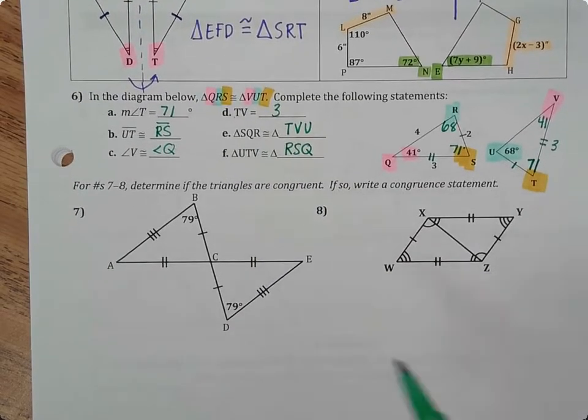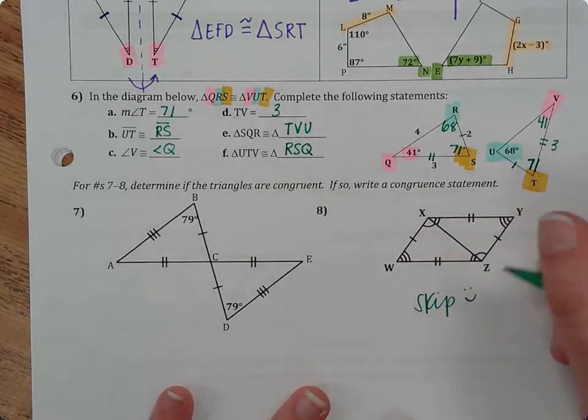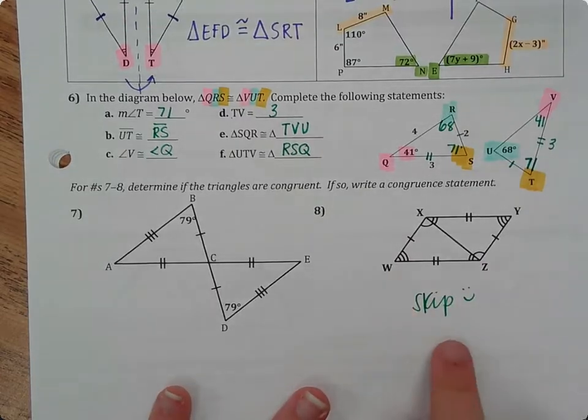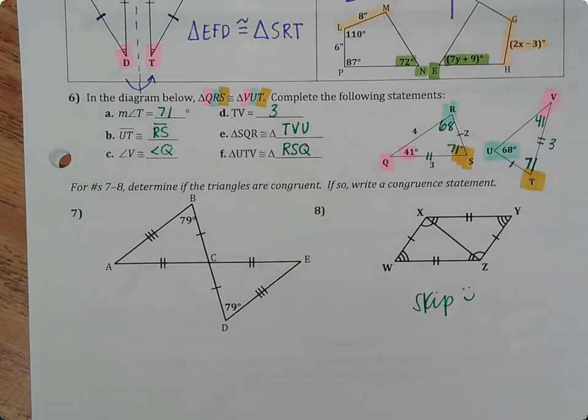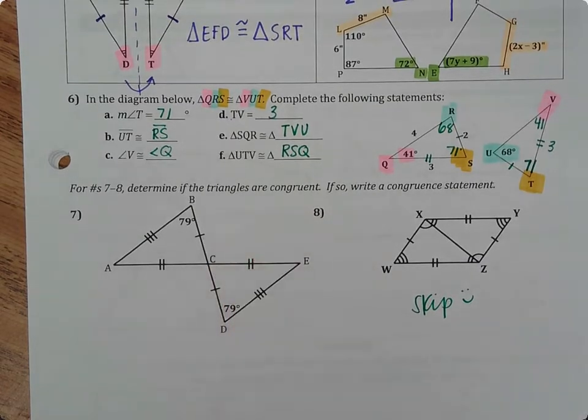We're going to do example number 7, and we're going to skip 8 for now. We will come back to an example like this in a future class. So the last thing we want to do here is determine if the triangles are congruent, which means we've got to figure out, are the angles the same and are the side lengths the same?